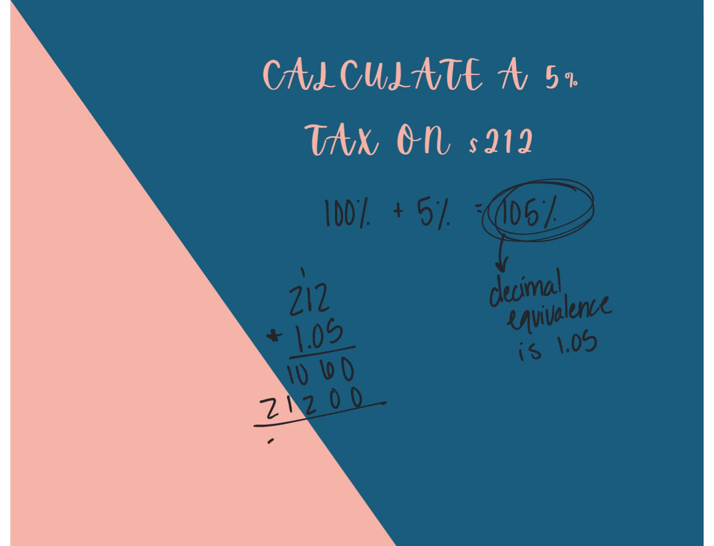And now I add these numbers together, and I have to figure out where my decimal would go. Going back to the problem, I only have 2 numbers after any decimal place in the original problem, which means I need 2 numbers after the decimal place in my answer, which means that a 5% tax on $212 leaves me paying $222.60. Let's try another.